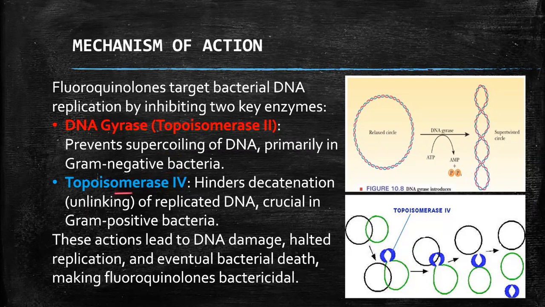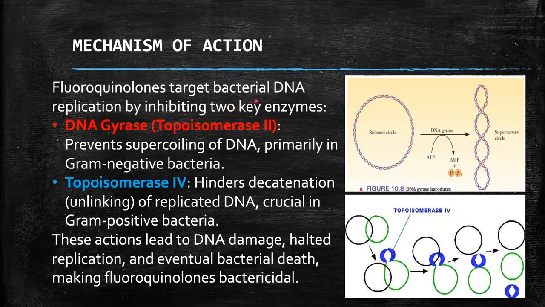On the other hand, topoisomerase 4 decatenates, or unlinks, the replicated bacterial DNA. As we know, during the replication of DNA, you will see the formation of two daughter DNA molecules, and topoisomerase 4 helps in the unlinking of these two daughter DNA. This is basically good for gram-positive bacteria. These are the normal mechanisms of action of DNA gyrase and topoisomerase 4.